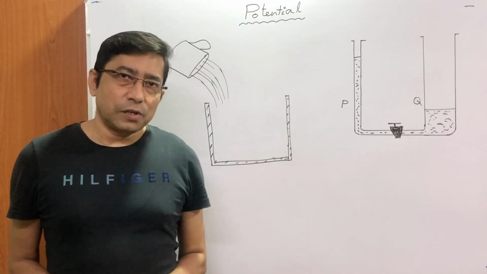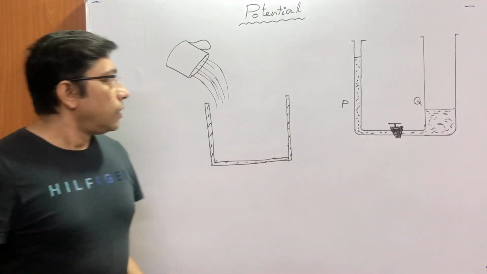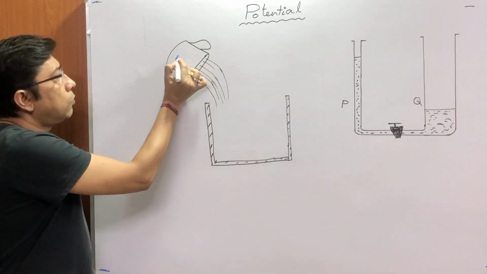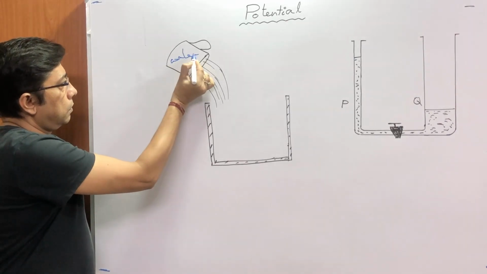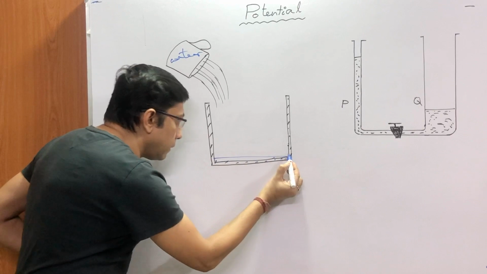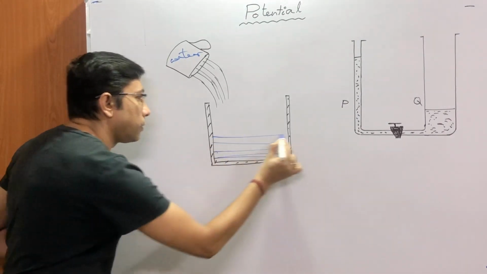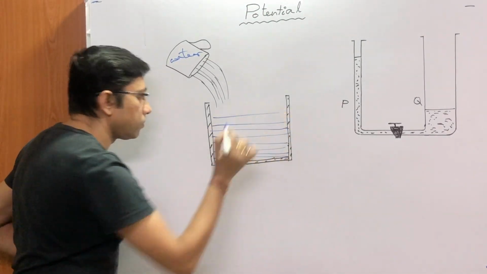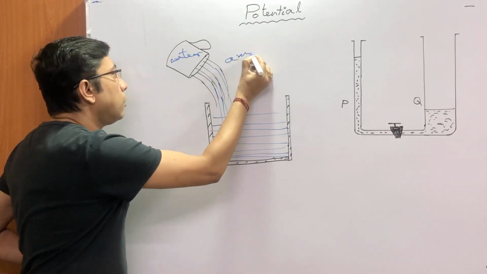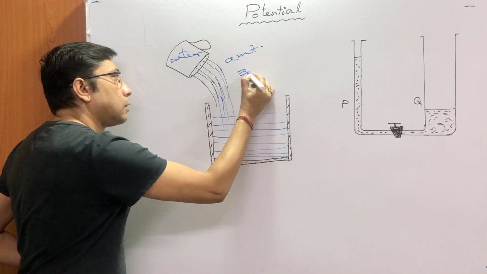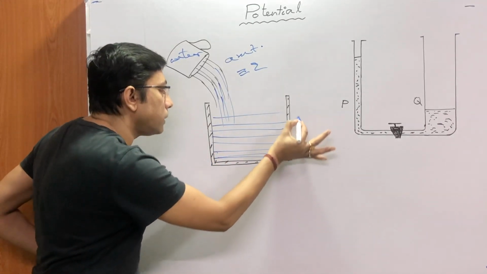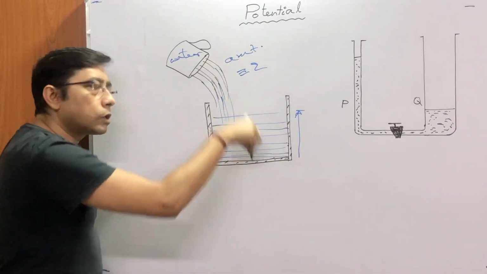Hello, let's start potential today. What is this picture? This is a container having water. If I pour water into this container, its level of water gradually rises up. That means what? If I pour water, the amount of water is equivalent to charge, and its height rises up as you pour water into it.